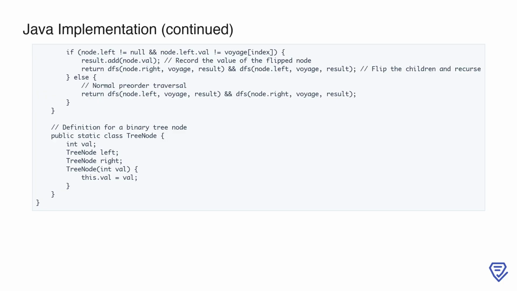Finally, we define the structure of a binary tree node within the treeNode class. Each node has an integer value and pointers to its left and right children. This structure allows us to represent the binary tree and traverse it as required by the problem constraints.